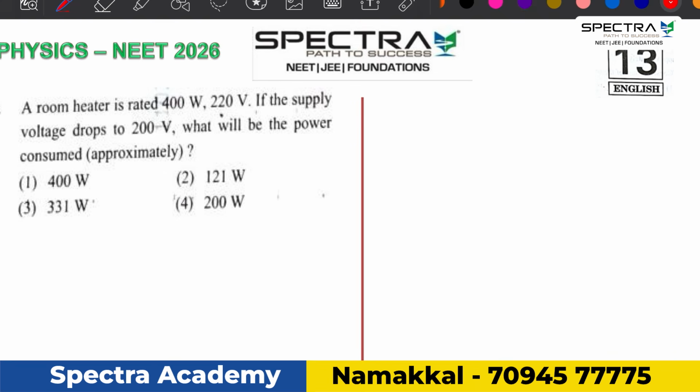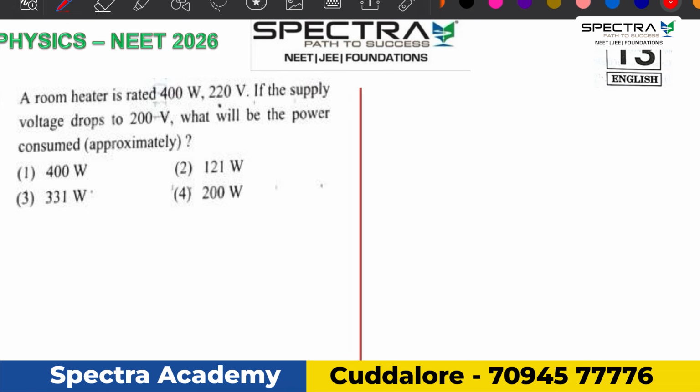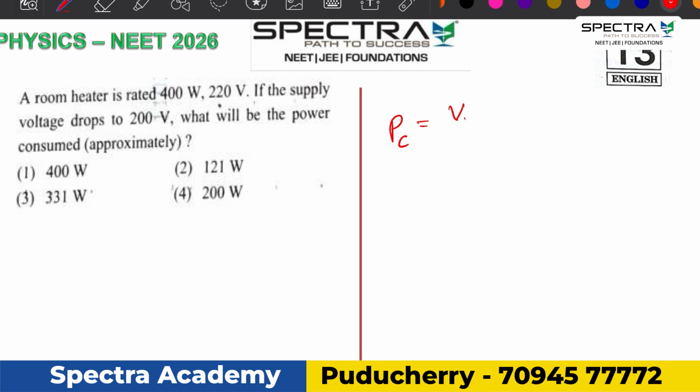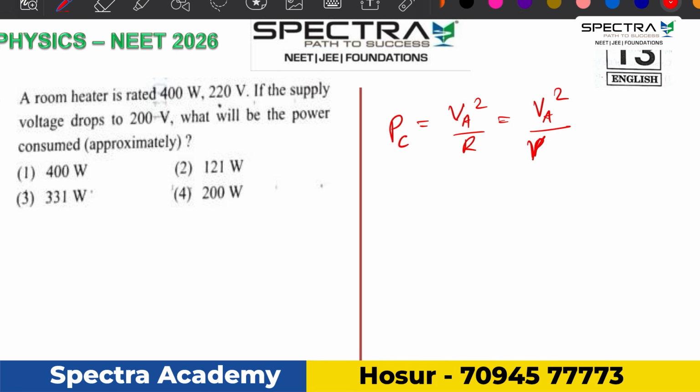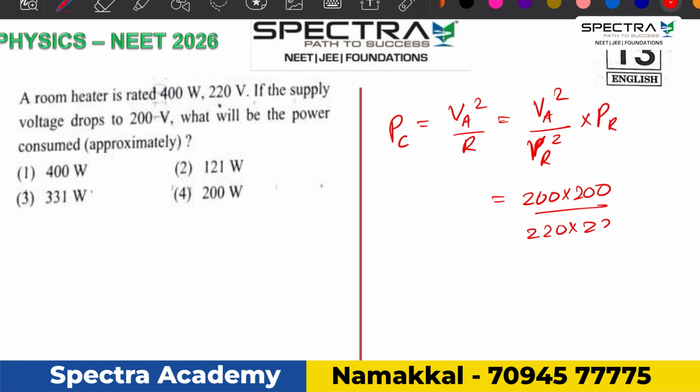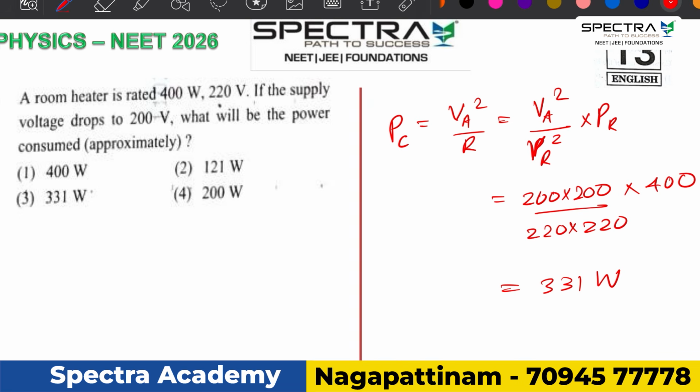Option 4. Second question: the room heater is rated 400 watt, 220 volt. If the voltage drops to 200 volt, the power consumed is approximately. So consumed power is equal to applied voltage square by resistance. Resistance is rated voltage square by rated power. So it will be 200 into 200 divided by 220 into 220 into the rated power value 400. On solving this, you will get 331 watt as the right answer. So the right answer is option 3.